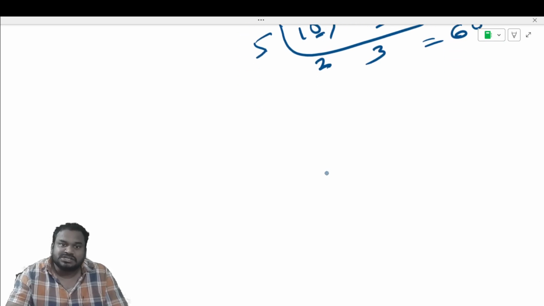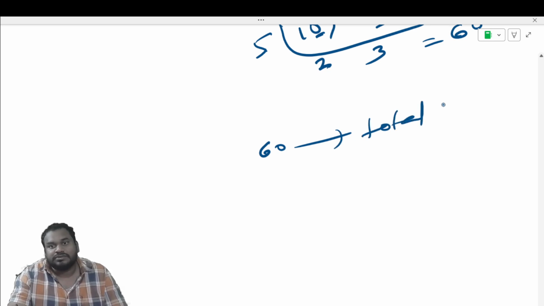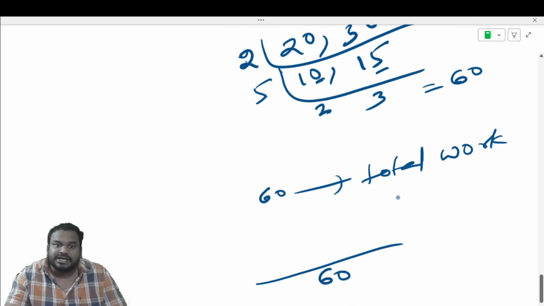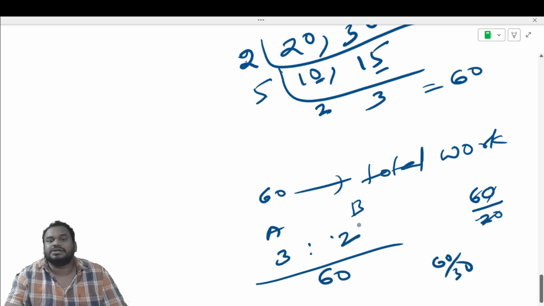So this 60 is nothing but the total work. Total work is 60 parts. So now I'll write 60 parts at the bottom. If A can finish in 20 days, then how do you find the efficiency? 60 by 20 is nothing but 3. 3 is the efficiency. You have to write it here. For B, the efficiency is 60 by 30. So 2 you have to write here.